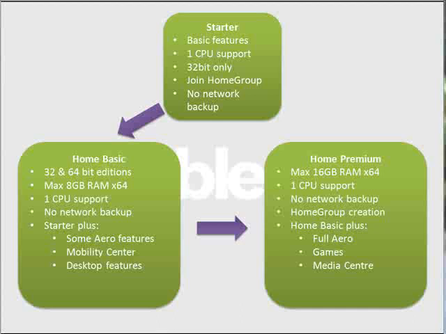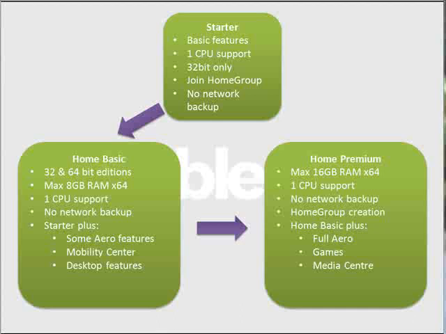Home Basic comes in 32 and 64-bit editions, as do all of the following editions. Everything from Home Basic onwards comes in either 32 or 64-bit flavors. You get a maximum of 8 gig of RAM support with 64-bit, and it's worth pointing out at this moment that you can have a maximum of 4 gig with any of the 32-bit editions. Doesn't matter what it is, if it's 32-bit, you can only have 4 gig of RAM in your system. Still, we've got the one CPU support and also the no support for network backup.